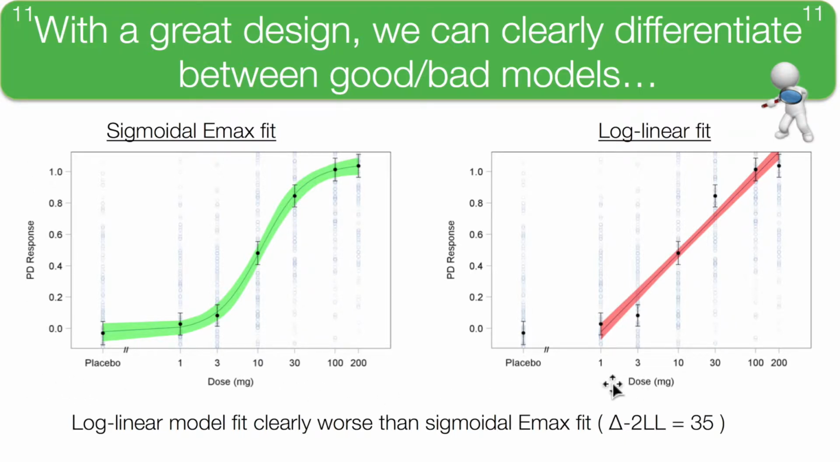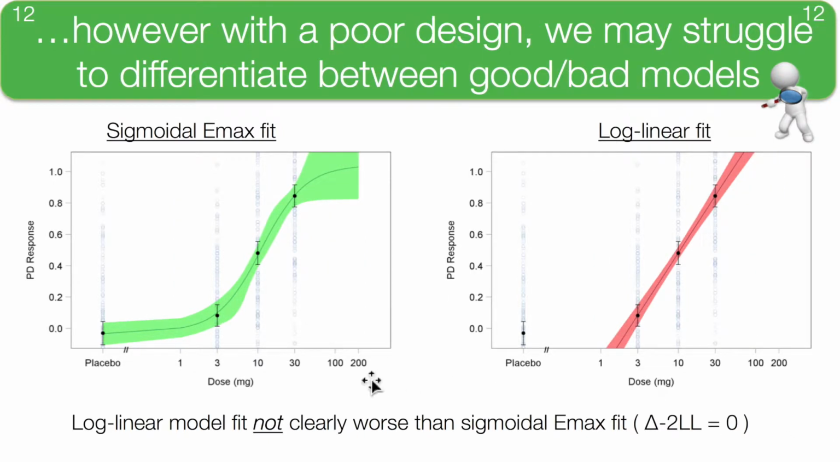On the right side, we have the log linear model fit, where we're trying to fit a log linear model to this data. And what it says down here is that the log linear model fit is clearly worse than the sigmoidal Emax model fit. The change in -2 log likelihood, so the change in the objective function, is 35 points. So no one would choose the log linear model fit over the sigmoidal Emax model fit. So that's with a great design.